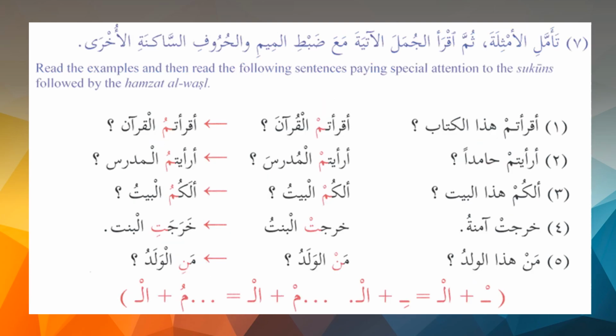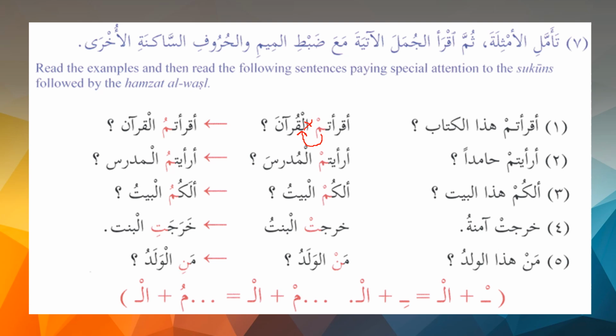Question number 7. In this exercise, we are going to learn the reading rules, and it is a tajweed rule. It shows that whenever you come across in a sentence two sukoons, for example, أقرأتم al-Quran. So you can see here the meme has a sukoon, as this is the pronoun, and in al-Quran the lam has a sukoon. So when you read here أقرأتم al-Quran, you cannot stop here. You need to continue.